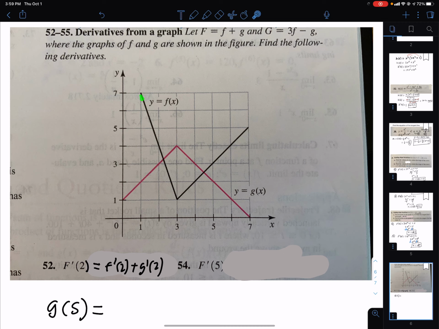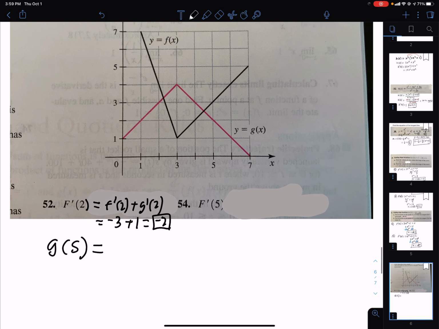Well, here's f right here, and here's 2. What's the derivative of f at 2? Well, it's the slope of the tangent line, but the slope of that line is negative 3 over 1, so simply that's negative 3. G prime of 2 is the slope of the tangent line at 2, so g is 2 right there. What's the slope right there? That looks like a slope of 1 to me. So that's going to be 1, so the answer is negative 2. Bingo, bango. Let's do the next one.